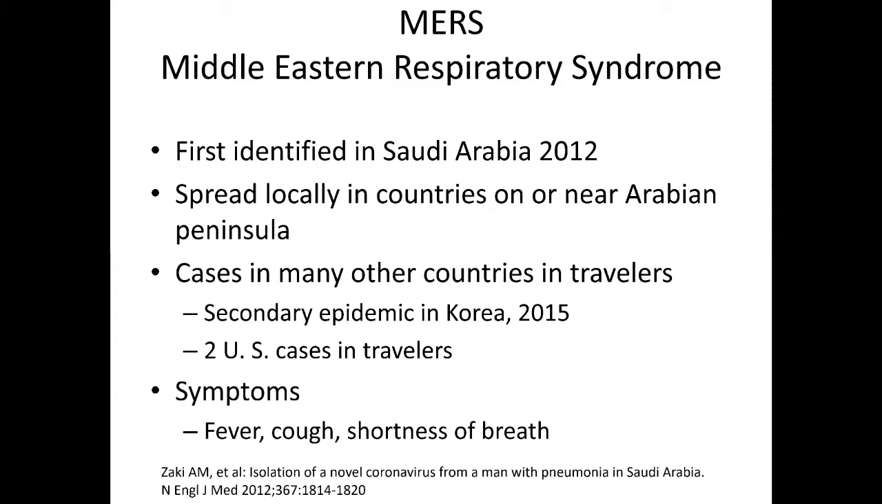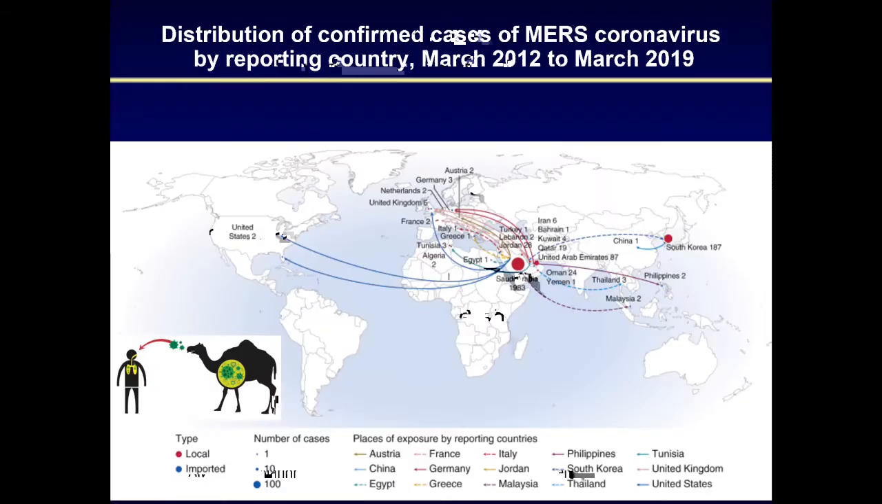There was a significant secondary epidemic in Korea. They really got burned, and that is part of the reason why they were so well prepared for what we're going to talk about shortly. This shows the pattern of spread of MERS, which is the Middle Eastern Respiratory Syndrome. It's found to be present in camels and can be transmitted directly from camels to humans. But it turns out that bats may be the true reservoir that's harboring this organism.